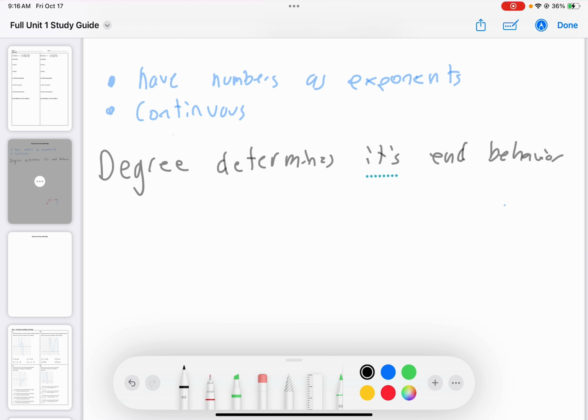So if the degree is odd, then the end behavior is going to be represented by a linear function. That does not mean the function is linear. It just means the end behavior is linear. So if the leading coefficient is positive, then we're going to get a positive linear function end behavior. And if the leading coefficient is negative, then we're going to get negative.